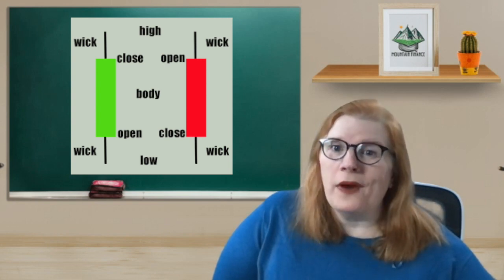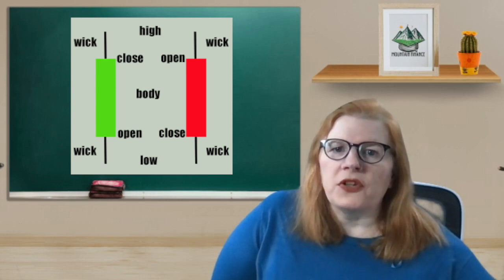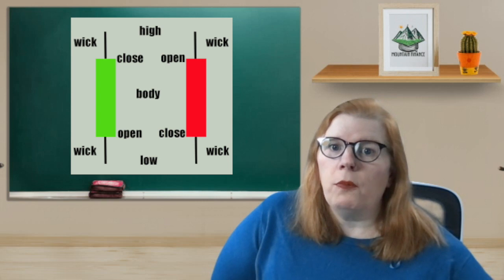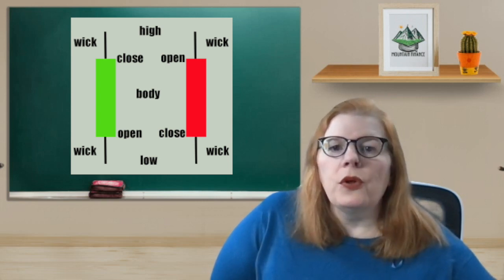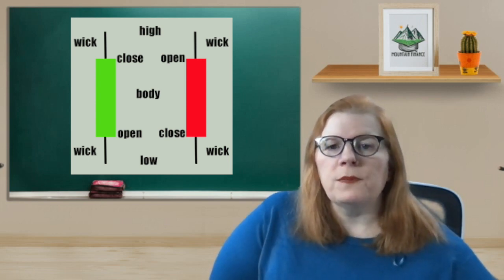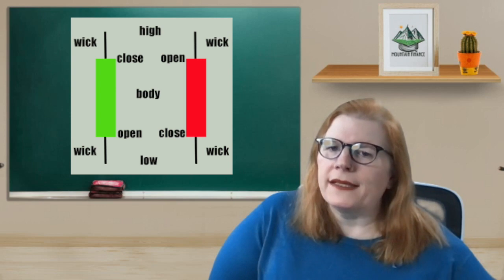Now, of course, on a red candle, a wick on the top means that the price went higher than the open price and then dropped back down below the open price. Otherwise, it would be a green candle. With a wick on the bottom of a red candle, it means the price dropped below the close price, but closed above it on that day.